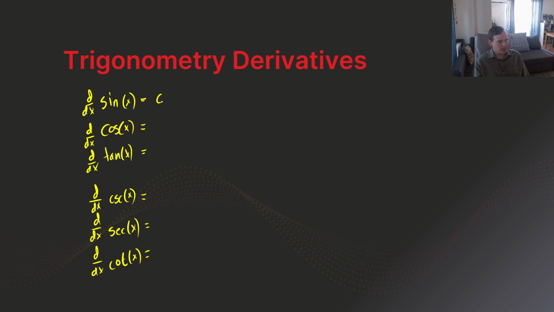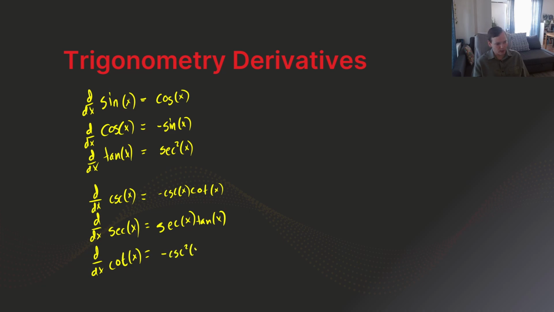All right, the derivative of sine of x is cosine of x. The derivative of cosine of x is negative sine of x, and the derivative of tangent of x is secant squared x. The derivative of cosecant of x is negative cosecant x cotangent x. The derivative of secant of x is secant of x times tangent of x. And the derivative of cotangent of x is negative cosecant squared of x.